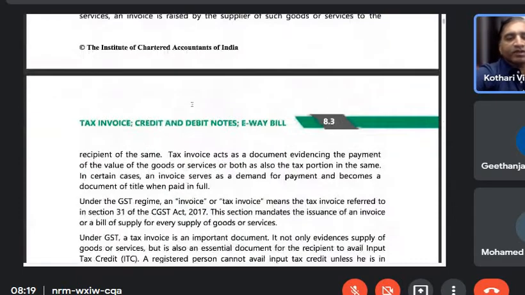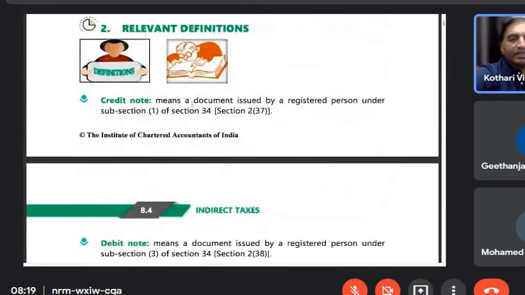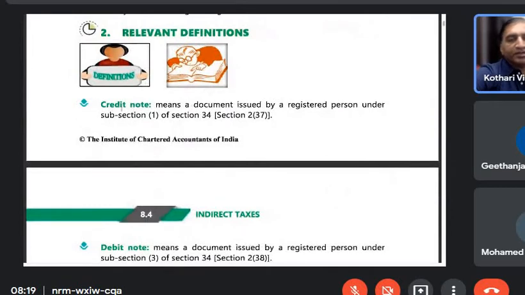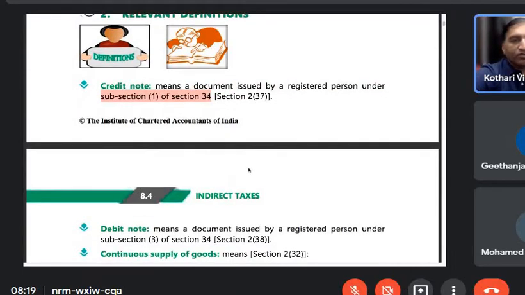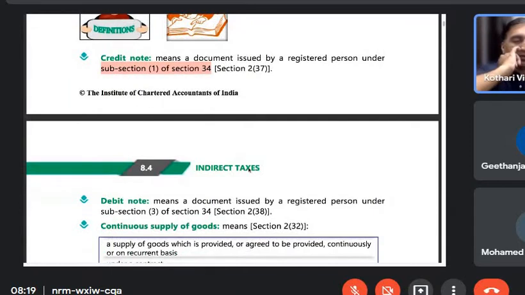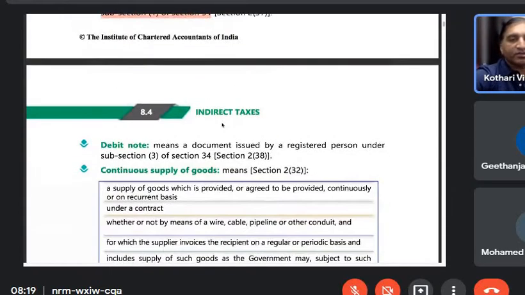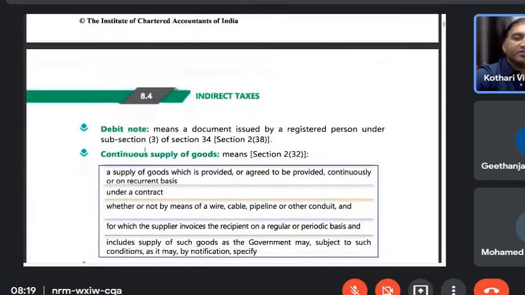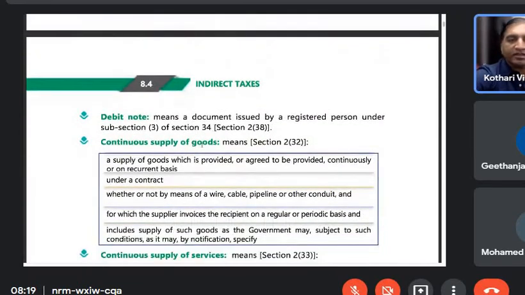So now we'll understand some definitions. Credit note. What do you mean by credit note? Credit note means a document issued by a registered person under subsection 1 of section 34. Whatever document is issued under section 34 subsection 1, that is credit note. What is debit note? Under subsection 3 of section 34, that is debit note.